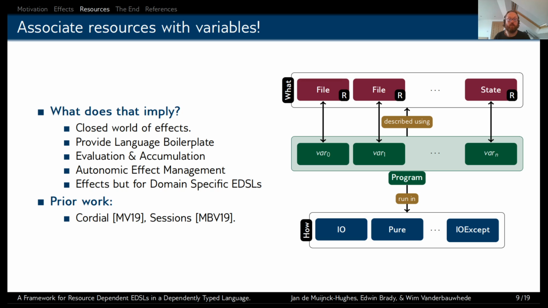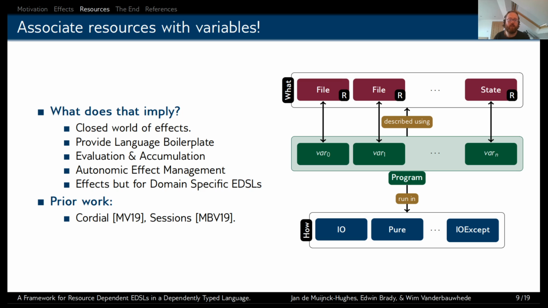Now, to realize this, we have to make a few sacrifices. We have to make our list of possible effects explicit in the language design, make it closed, and this restricts compositionality of our programs. Prior work has seen similar sets of boilerplate can be copied across from one language design to another, and this is not optimal.